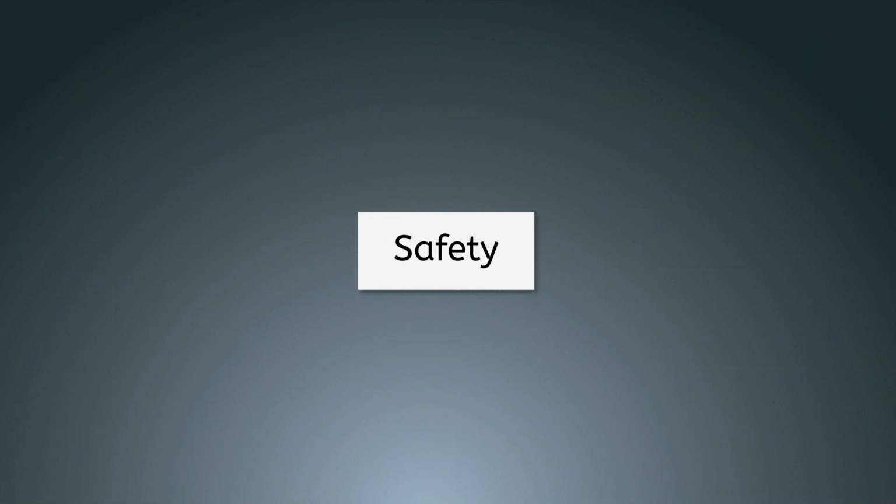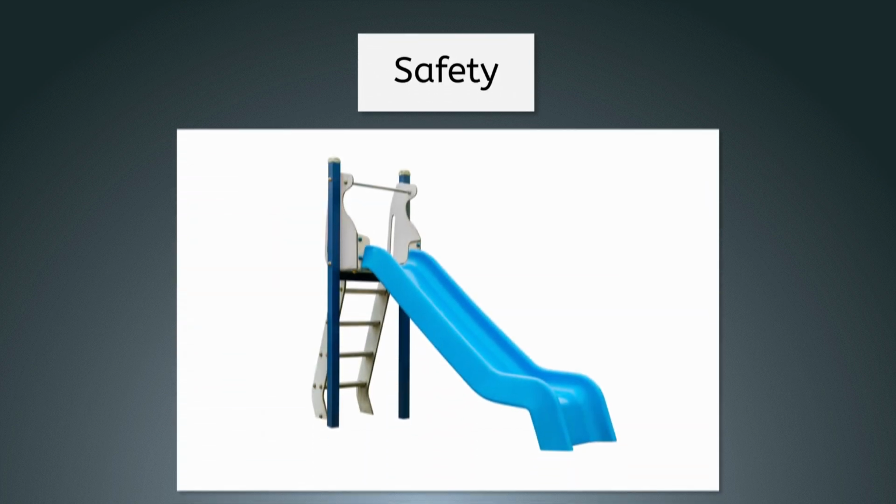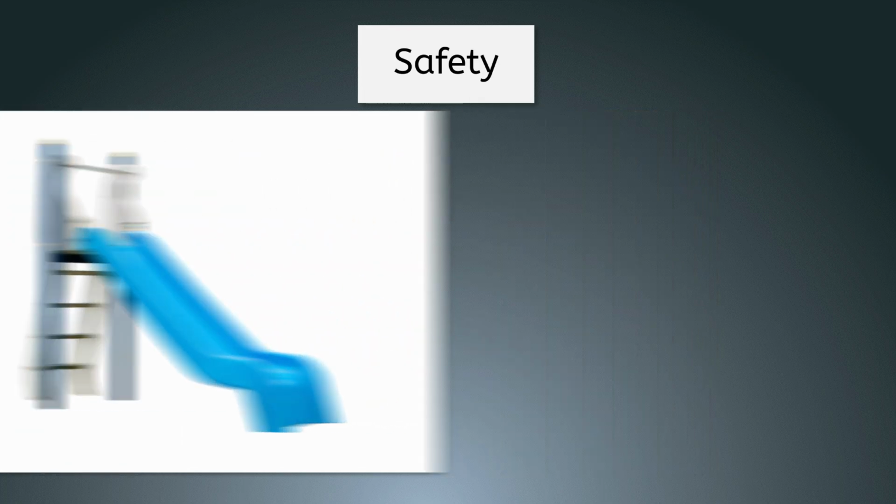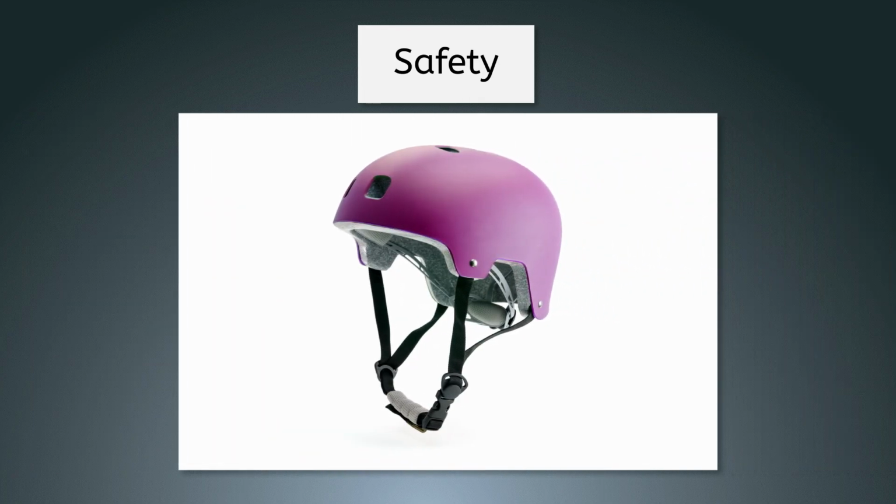Safety. The form of objects plays a pivotal role in safety. Consider how the curved design of a playground slide helps prevent injury, or how the specific form of a bicycle helmet is designed to absorb impact. These forms, consciously crafted, prioritize our well-being and protection.